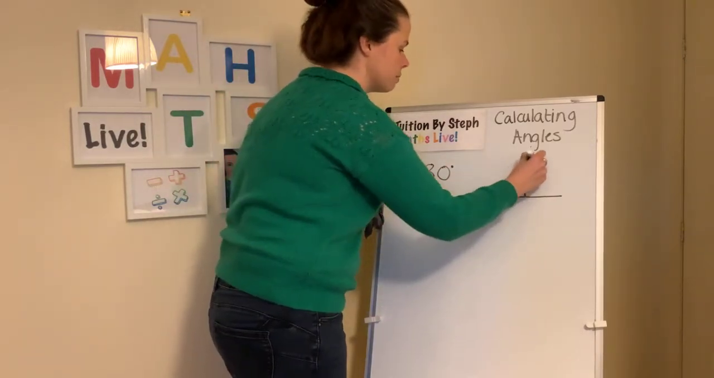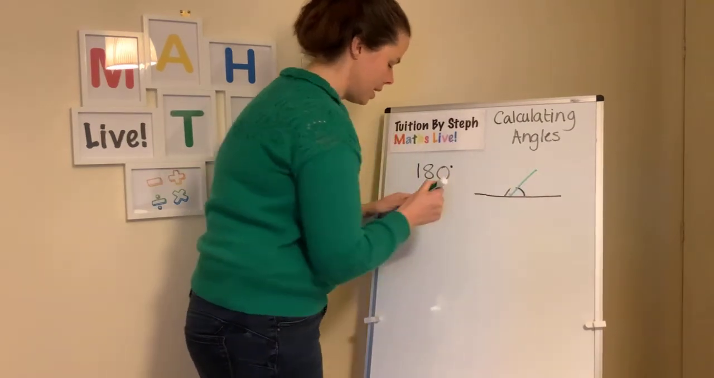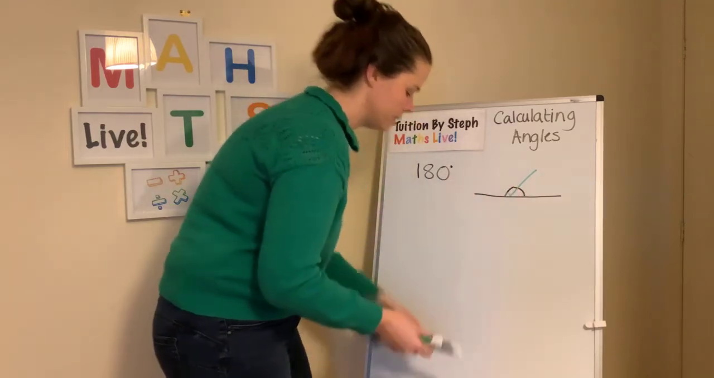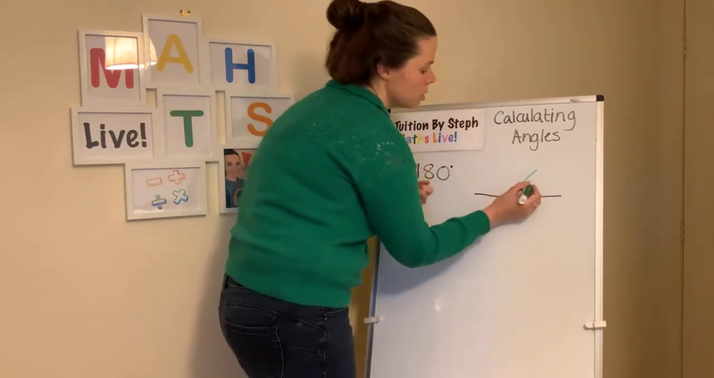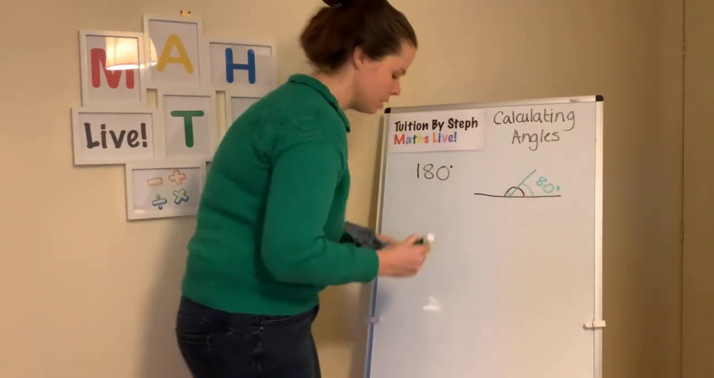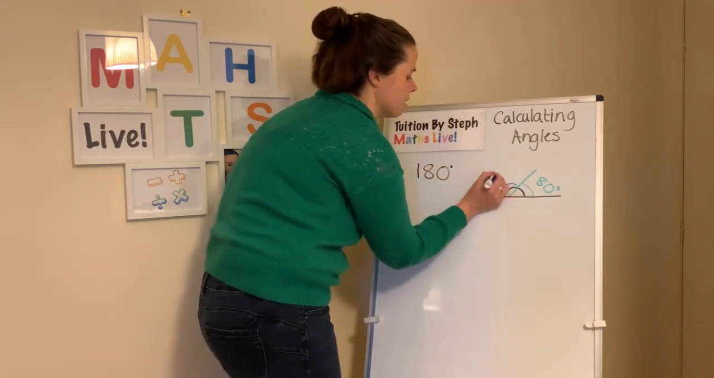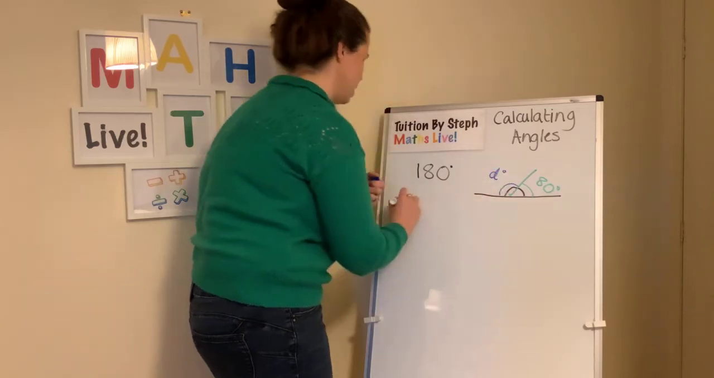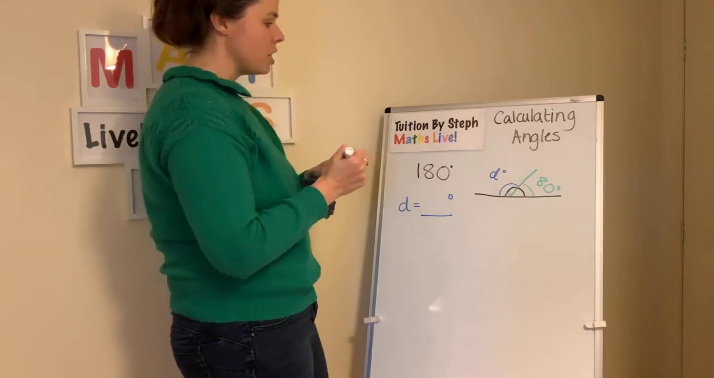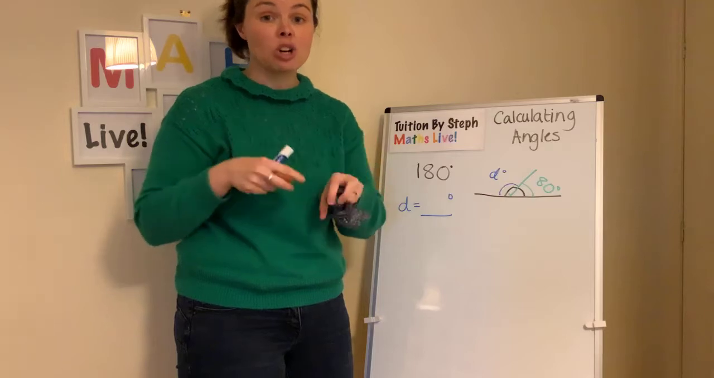So again, what if it was split? Okay? Oh, that's not the best drawing, is it? Let's say it was split. And we were told that this here was 80 degrees. And we needed to find the size of angle D. So you'd be asked, what is the size of angle D? Okay. So we know that D and 80 together need to make 180 degrees.